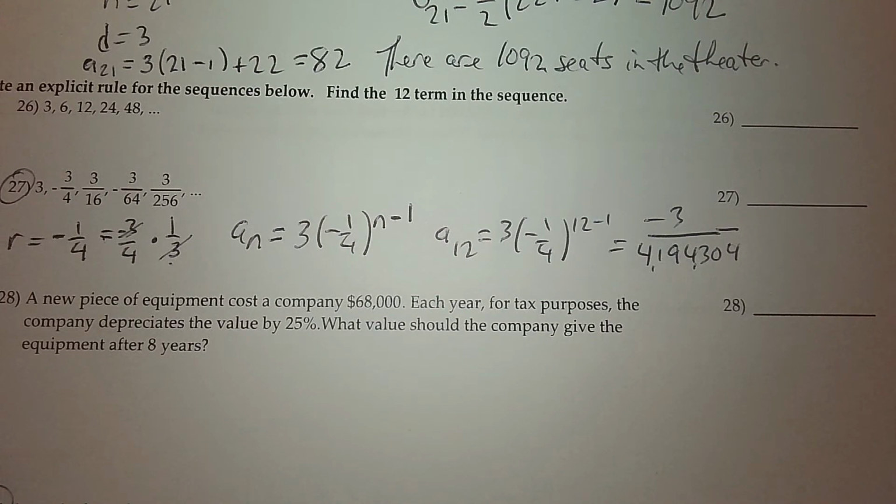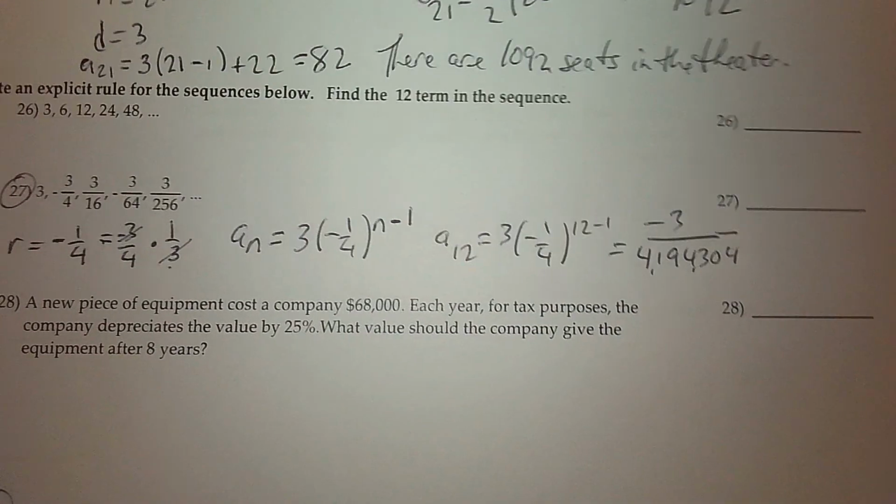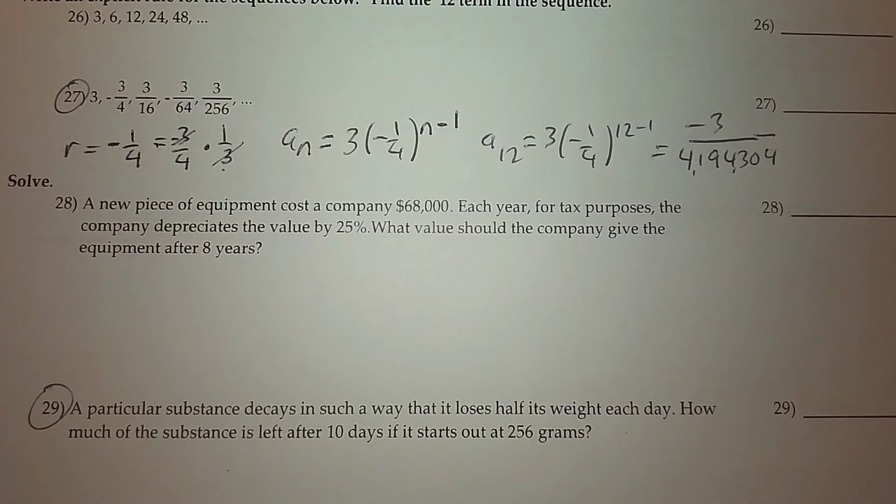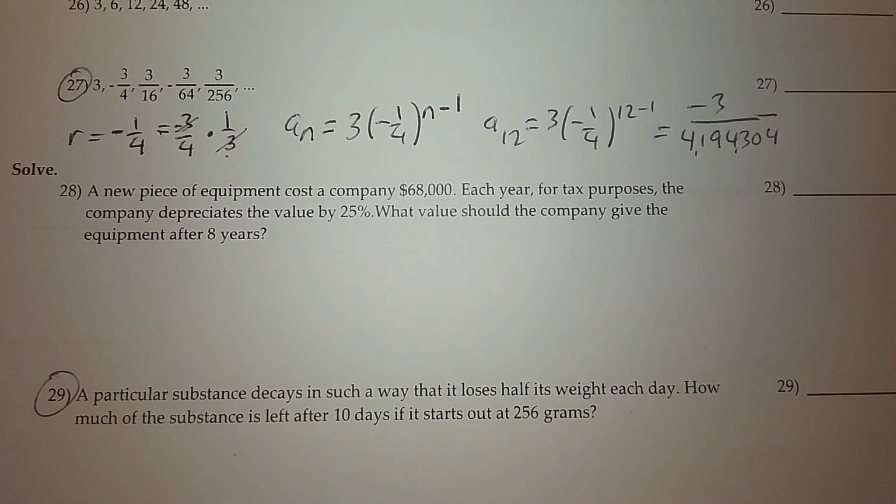So it's a very small number. Number 29. I want you to read the story for 29, annotate it, and then understand, is this a geometric story or an arithmetic story? Is it a sequence story or is this a series story?